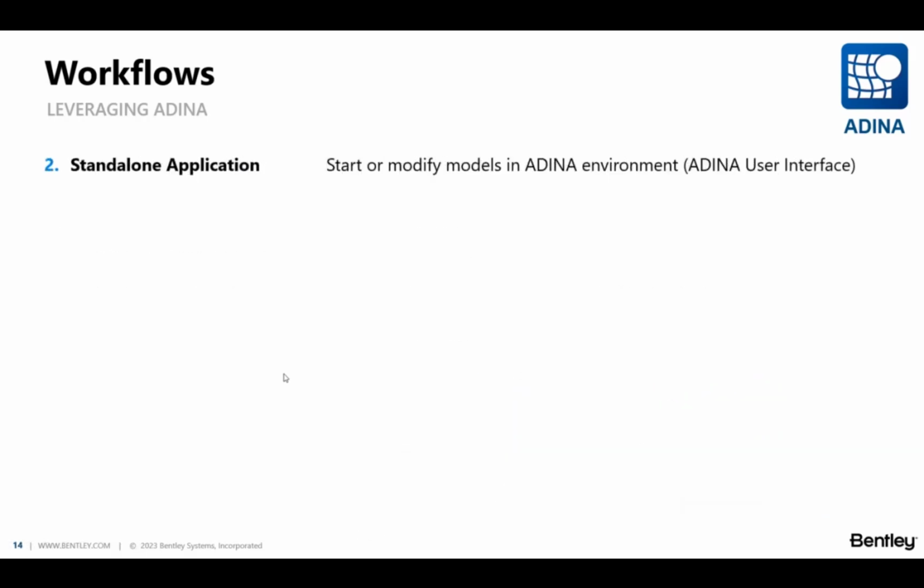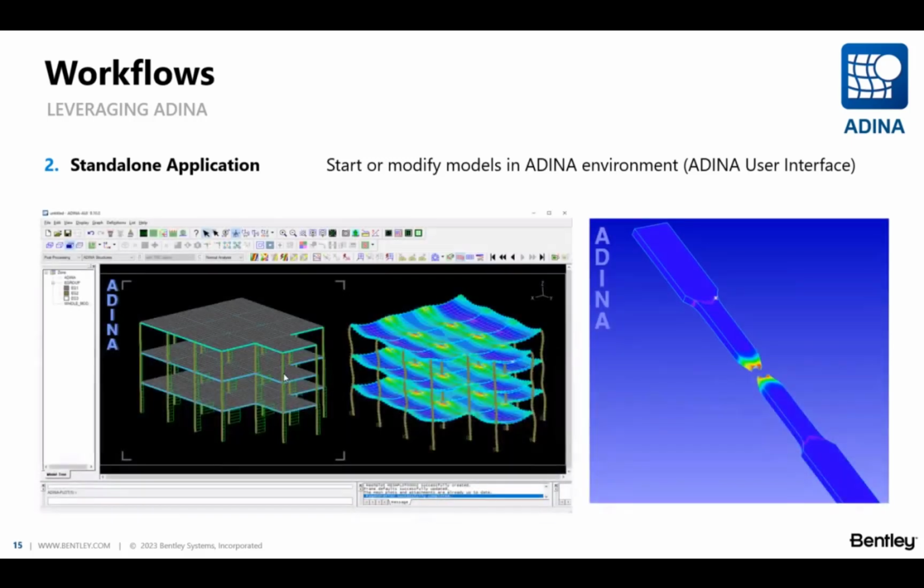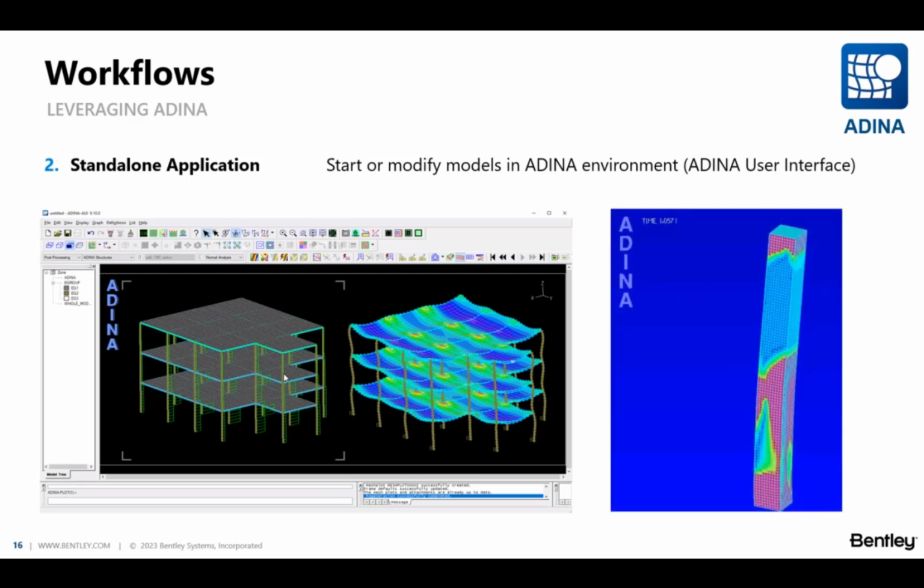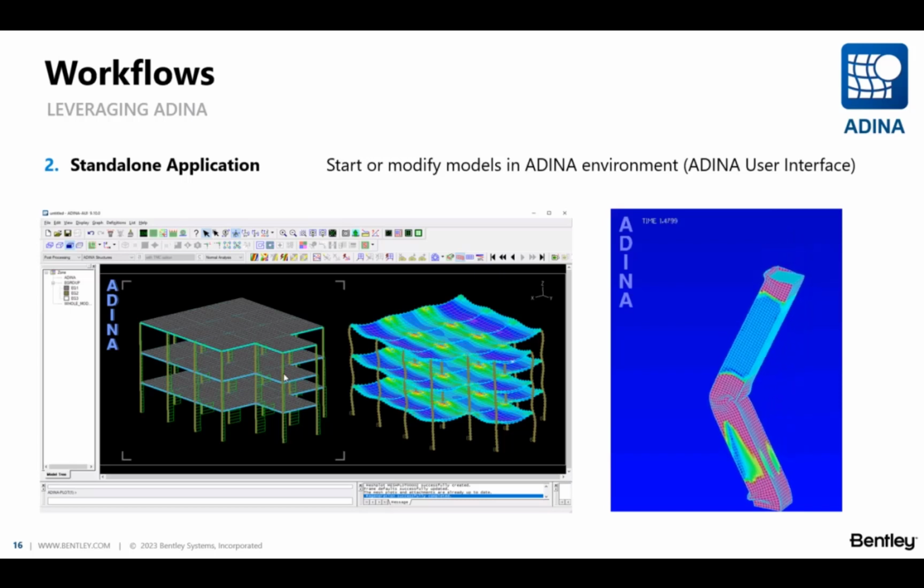The second workflow is the ability to use Adina as a standalone application and start or modify models from the Adina user interface. So if you have something like the structure to the left and you are used to using STAAD.Pro, we've seen that we have a workflow that is pretty much automatic, but of course we can use Adina as a traditional finite element package, and it has fairly capable options to create volumetric geometries like that tensile specimen or that column subject to blast.